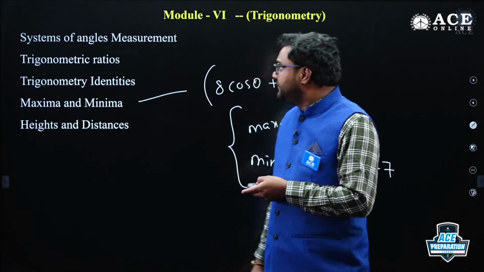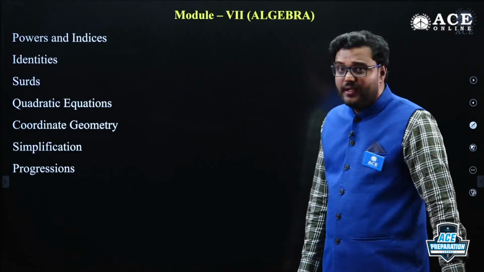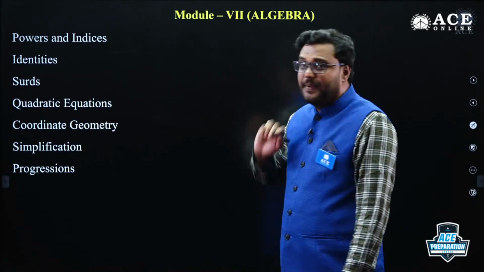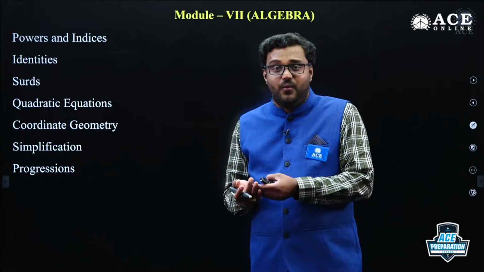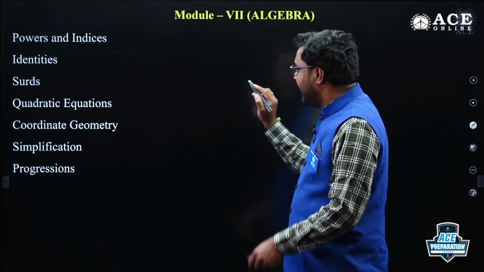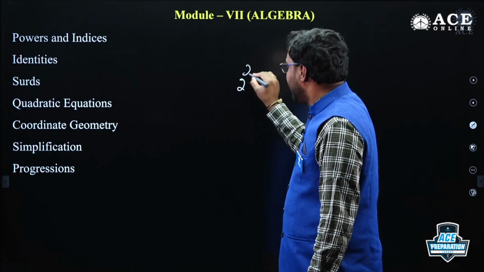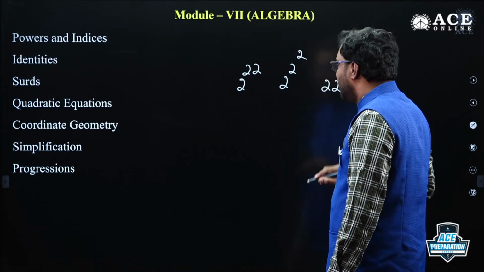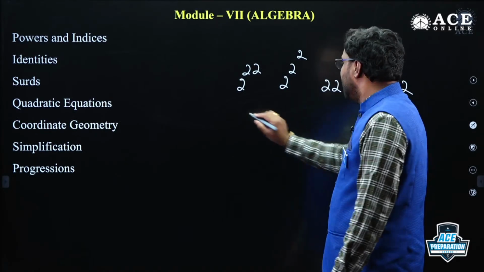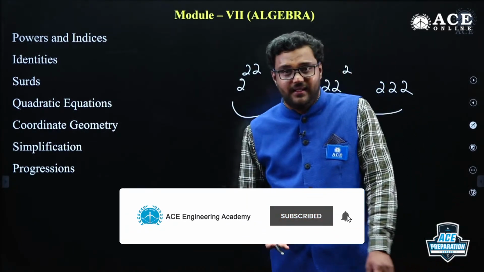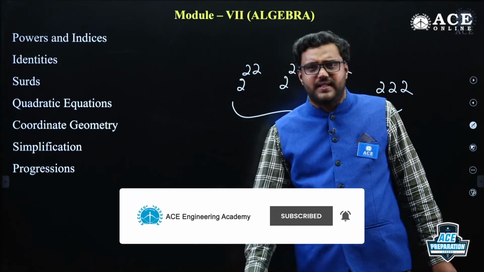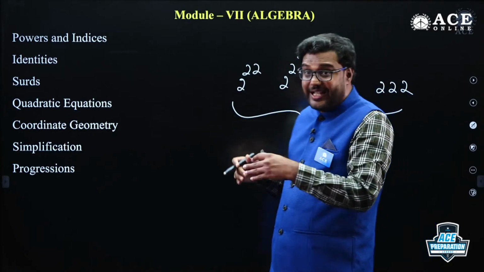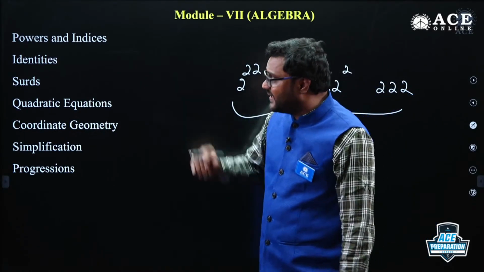And the last module is regarding algebra. Powers and indices, you have to know: what is the greatest or the least among the given powers. Suppose they'll give a question like 2 power 22, 2 power 2 power 2, or 22 power 2, or 222. Among these numbers, which is the greatest and which is the least. Those types of questions we can find in powers and indices. There are a lot of other modules, we are not confined only to this. I am just giving you what type of questions you get in powers and indices.